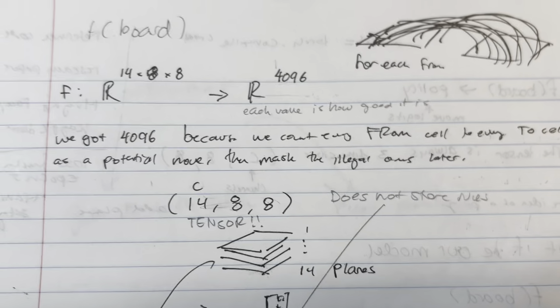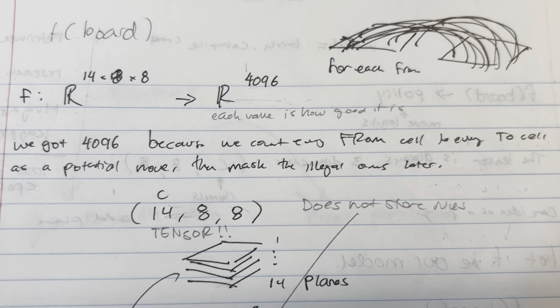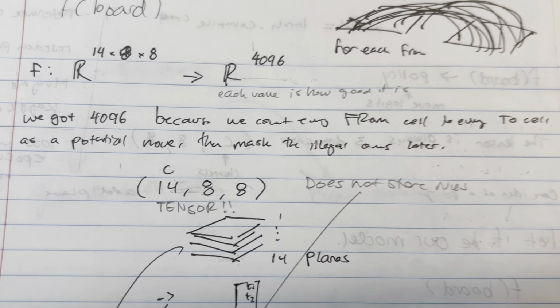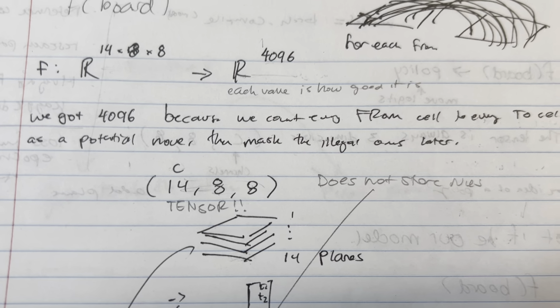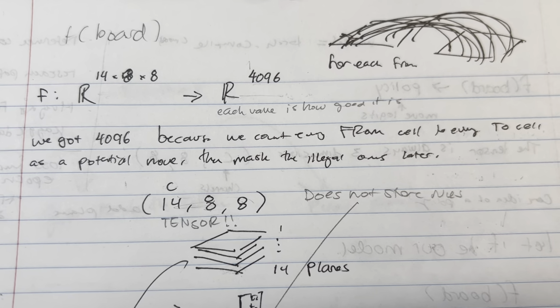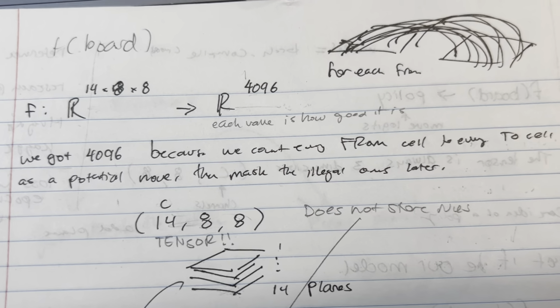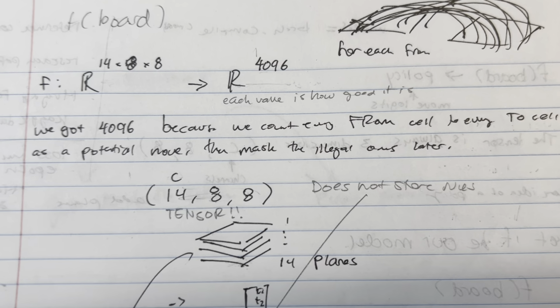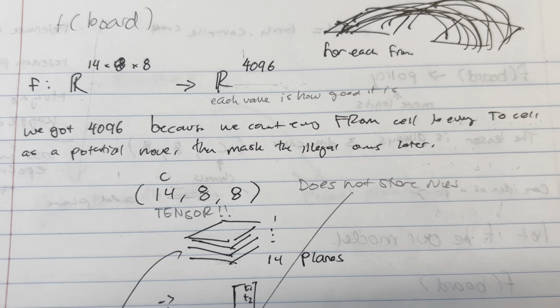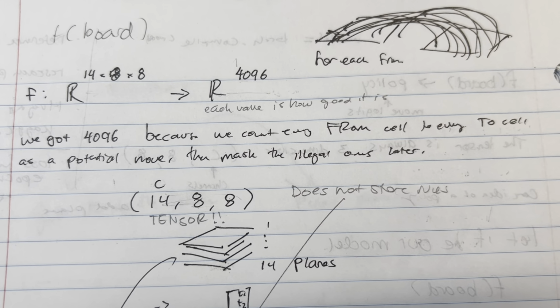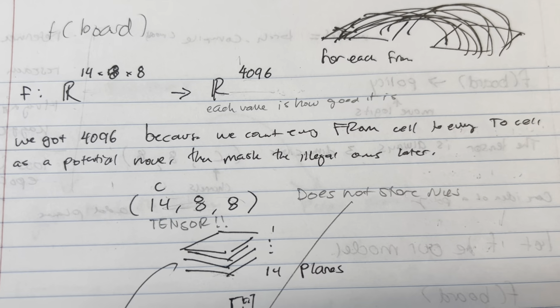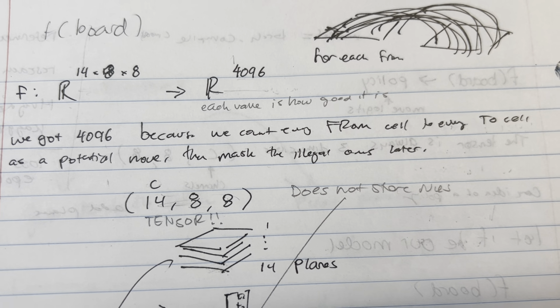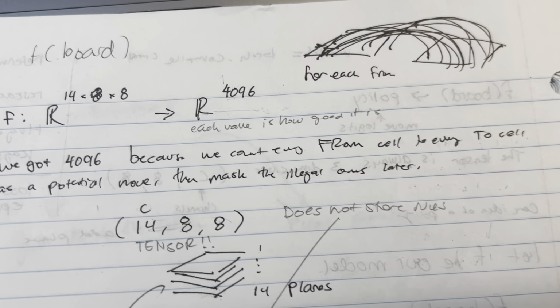Now, the essential idea of the CNN is that we're going to take in the board as an input. We're going to output a probability distribution for each position on the board. So, what does that look like?